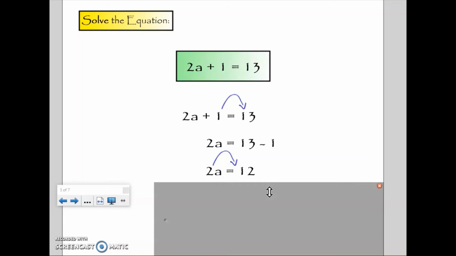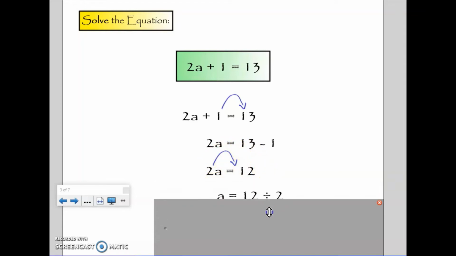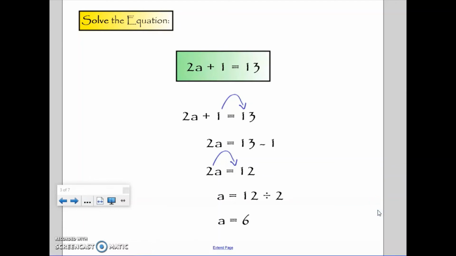Opposite of multiply is divide. So I'm going to divide this side of the equation by 2, and at the same time I'm going to divide this side of the equation by 2. The 2 moves from here to here and changes from a multiply to a divide. 12 divided by 2 tells me that the value of a equals 6.